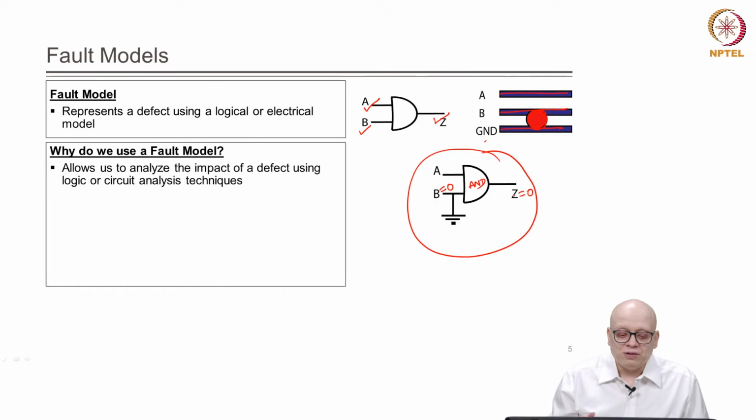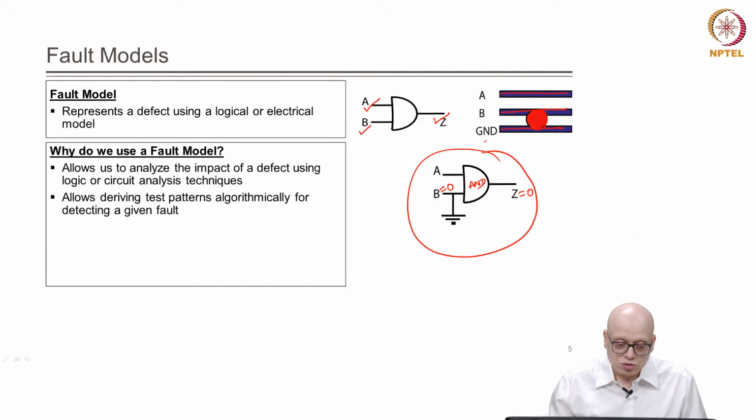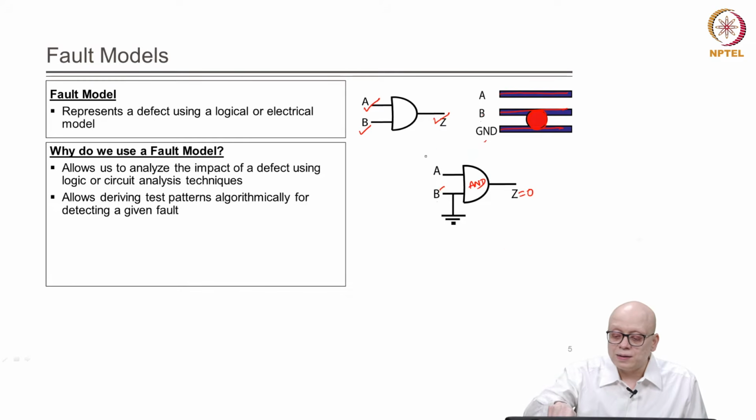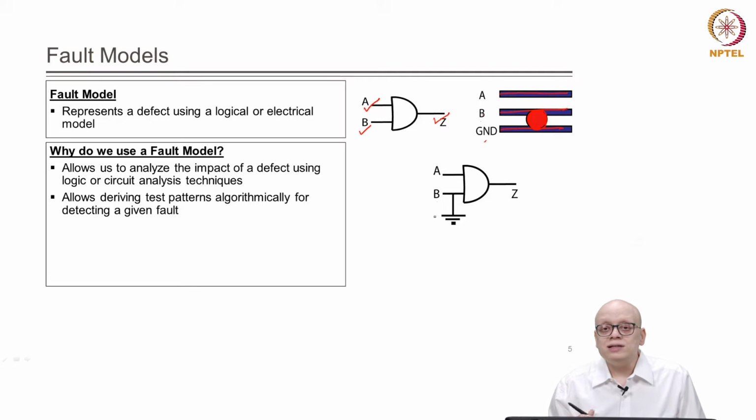We represent the defect in the circuit and then use the circuit analysis techniques to carry out further design task, right. And it allows deriving test patterns algorithmically for detecting a given fault, right. Now, once we have represented the defect in the form of a circuit, we can use it in our design task, for example, extracting the test pattern, right.